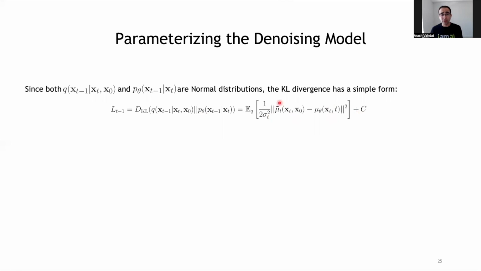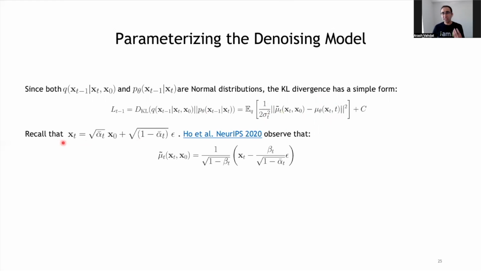These constant terms do not depend on any trainable parameter. So this KL divergence is very interesting. It just boils down to the difference between the mean of the tractable posterior and the mean of the parametric denoising model, which is represented by mu theta. And this weight is 1 over 2 sigma_t squared, which is just the variance used in the denoising distribution. So you can ignore this coefficient for a moment. We're going to focus on these two terms.